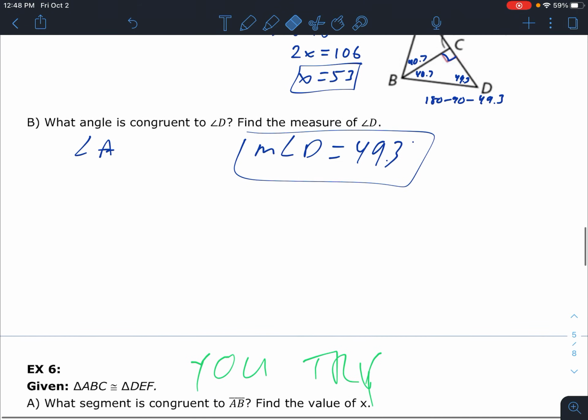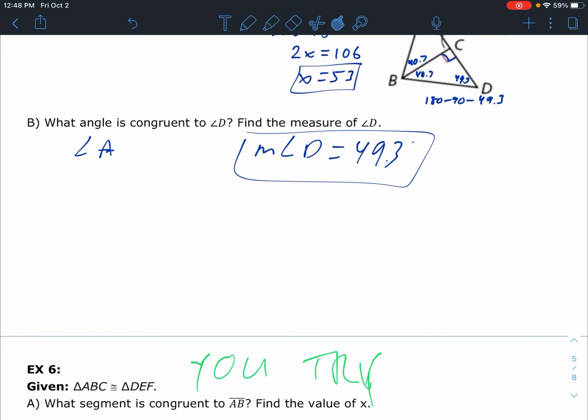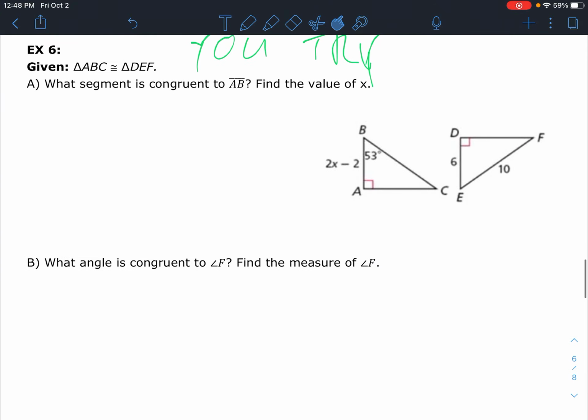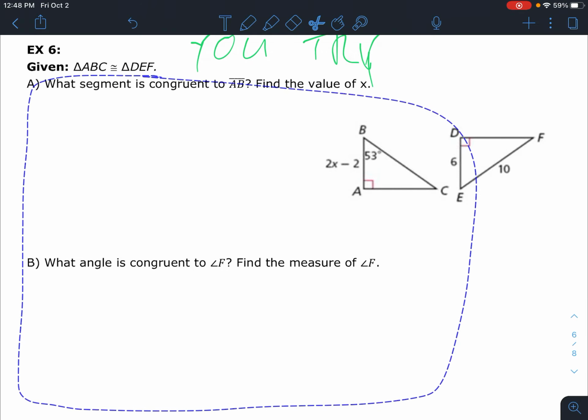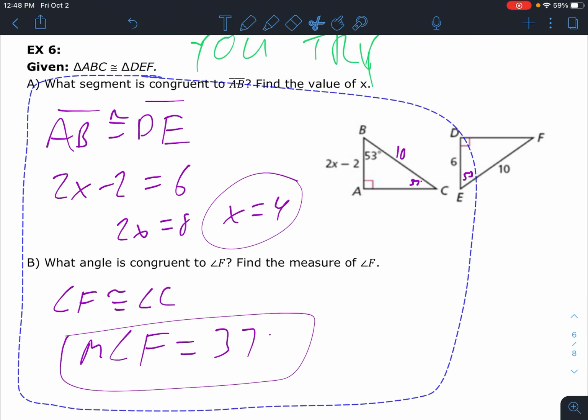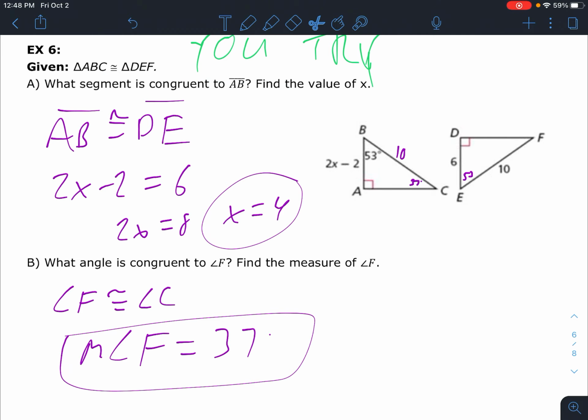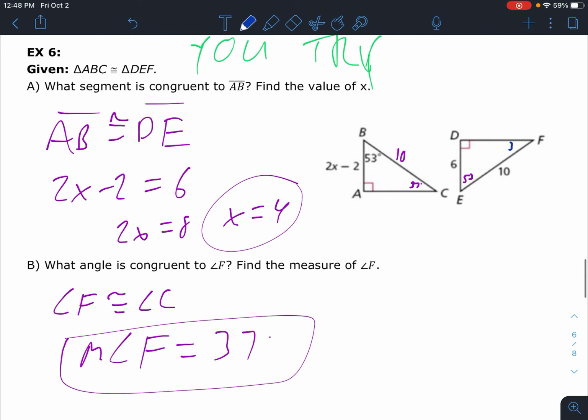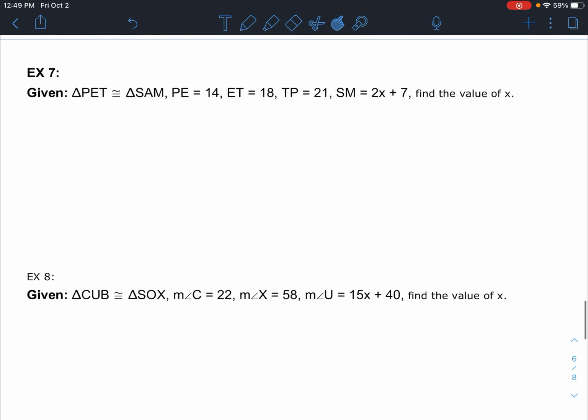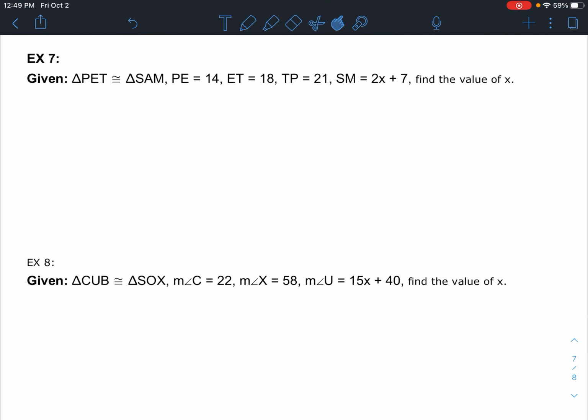All right, one more time, let's pause the video and please try all of example 6. Come back when you're done. And here are your answers to example 6. Example 7 and 8.